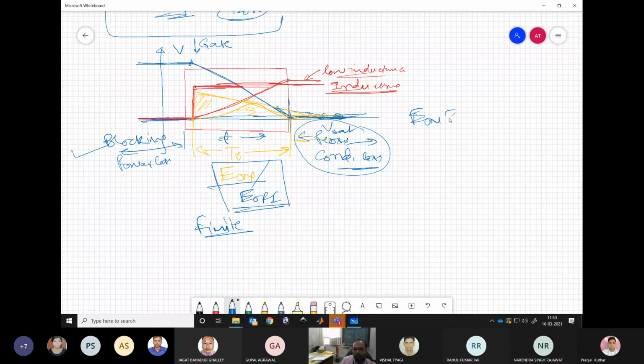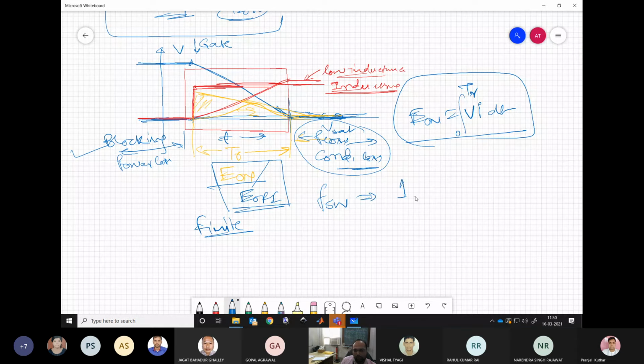So basically E on is what? It is the integral of V into I dt, the area under this curve. These both are functions of time, V and I, and this is how your E on comes. Now, if so many cycles are coming, let us say the switching frequency is FSW, which means what? In 1 second, we have FSW number of switching operations, and that is the definition of switching frequency.